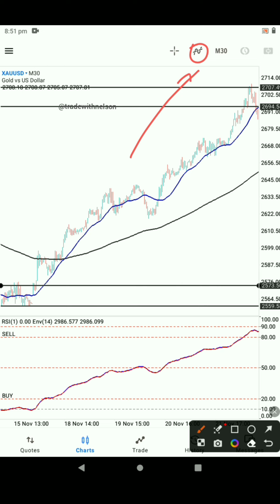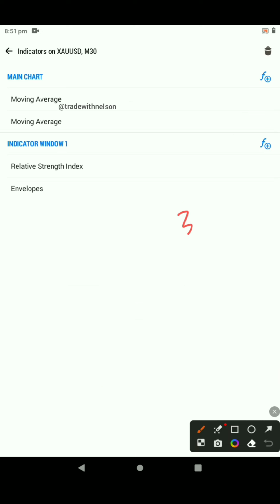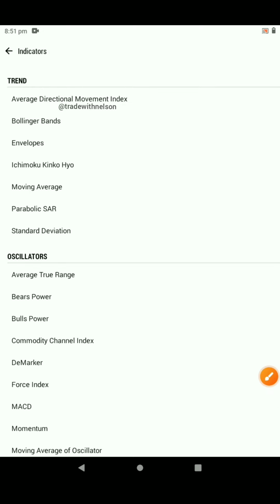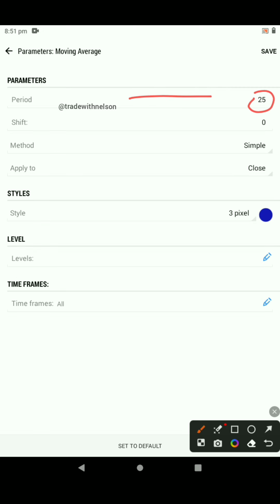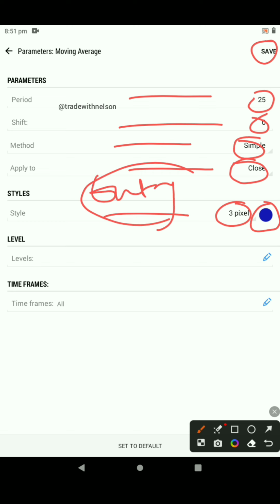So now let me show you the settings for my indicator. First thing you do is click on this indicator icon over here. As said, I have just three indicators: moving averages, relative strength index, and the envelopes. To select the first moving average, click on the F icon on the main chart. Moving average. Make your period 25, shift 0, method simple, apply to close, style 3 pixel, select a color of your choice. After that, click on save. This is our entry moving average.